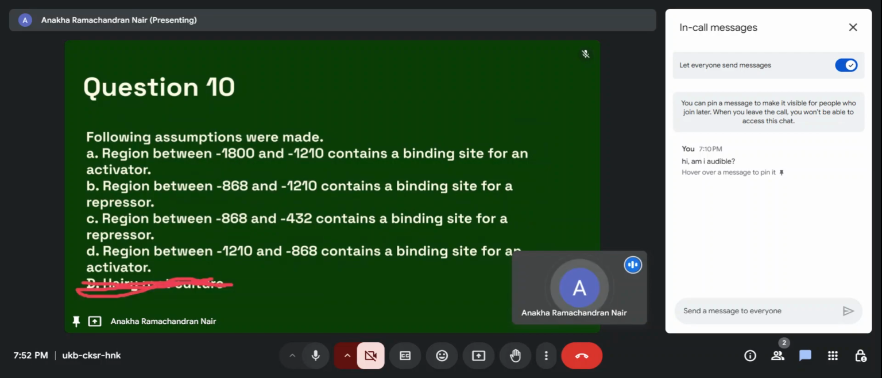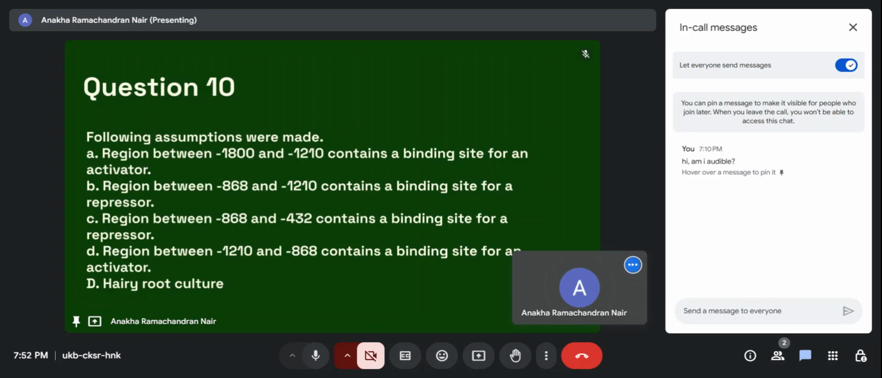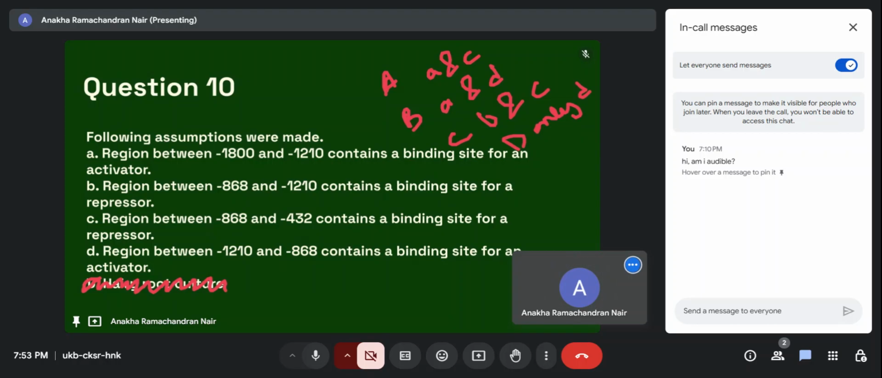Right. So let's see what the question is. The question is, which of the following assumptions are correct? Option A is A and C, option B is A and D, option C is B and C, and option D is only D. So you have to choose which of them is correct in this case, right?